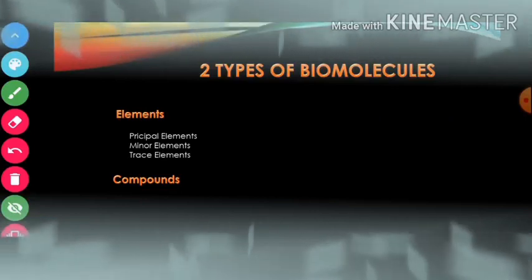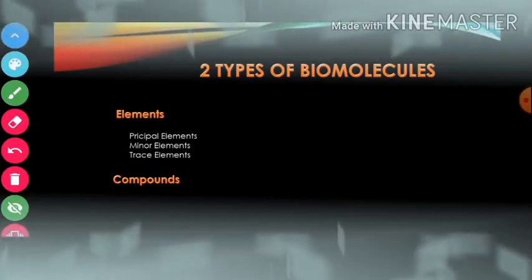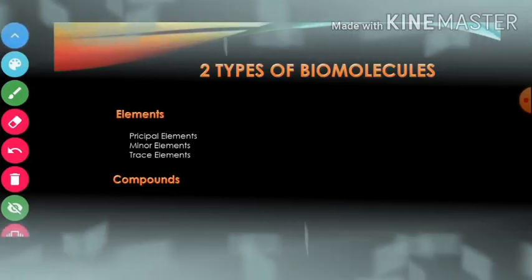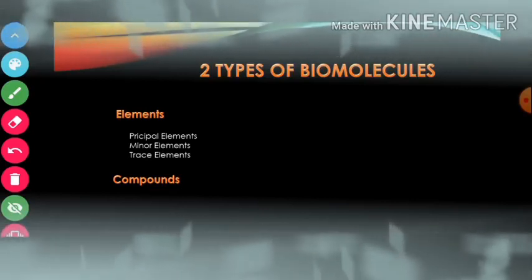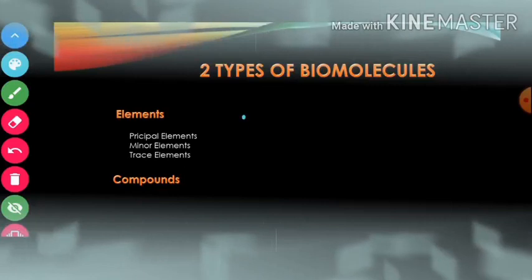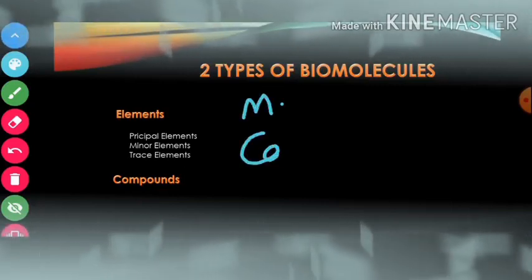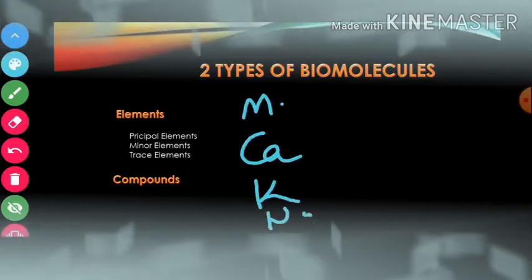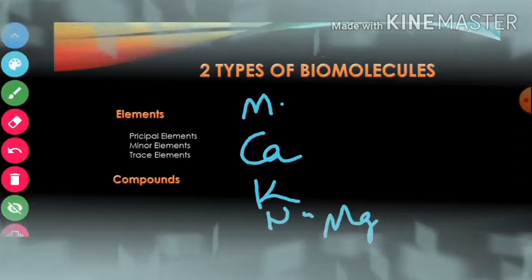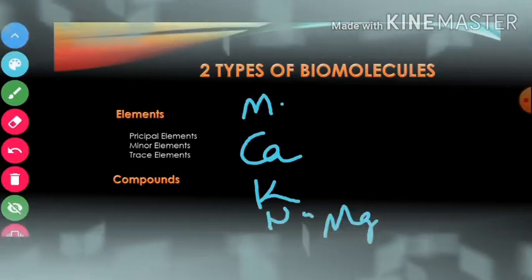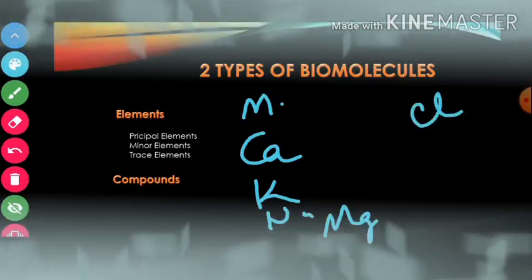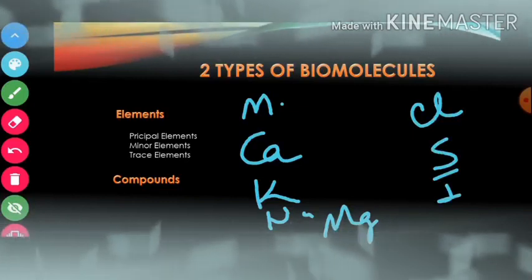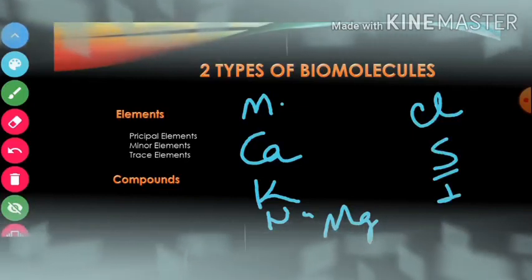The next category is the minor elements. This group includes the next 9 elements of that list. And they form 5% of the cell content. Children, they include metals and non-metals both. If we talk about metals, the minor elements are calcium, potassium, sodium, magnesium, iron. So these are the metallic elements. If we talk about non-metals, there are chlorine, sulphur, iodine, phosphorus. So these are non-metals, minor elements.